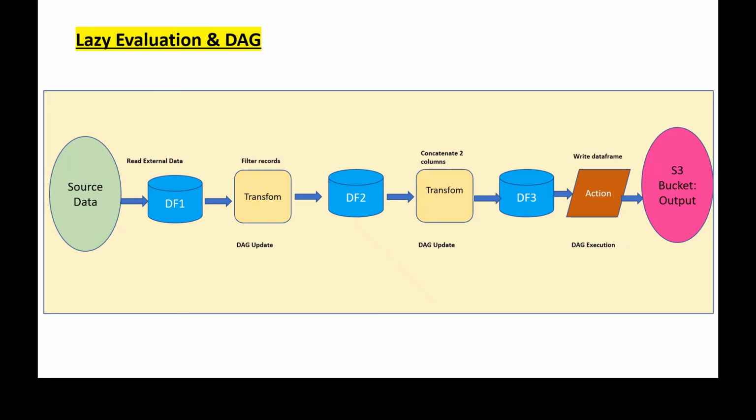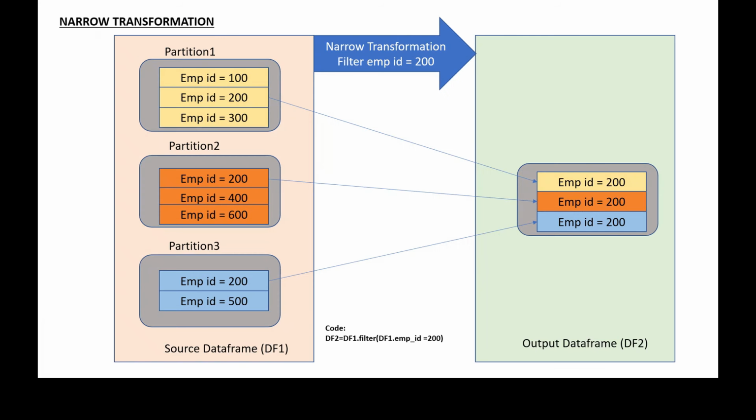Let us move to transformation. Coming to transformation, there are two kinds of transformation. One is narrow transformation, another one is wide transformation. In narrow transformations, we don't need to shuffle the data across nodes. It's a simple transformation, and it's inexpensive.